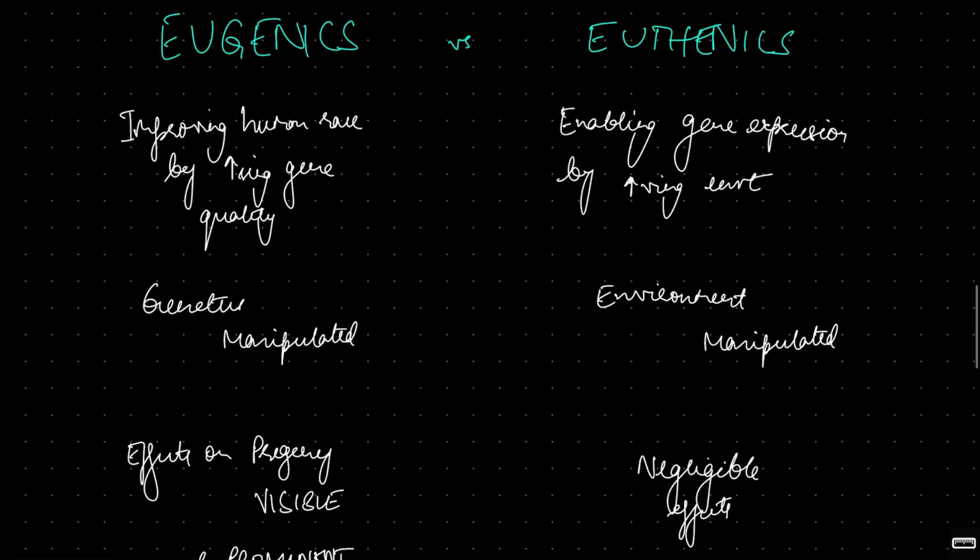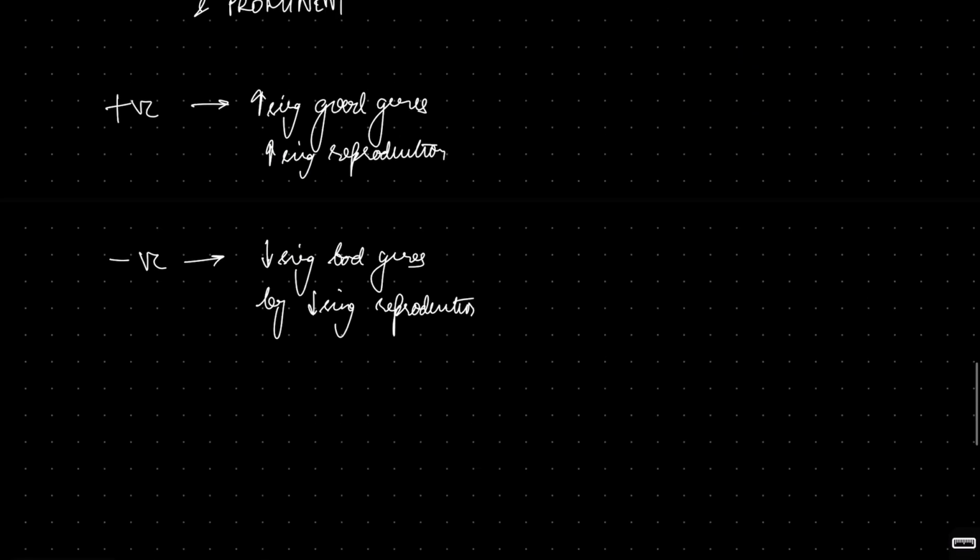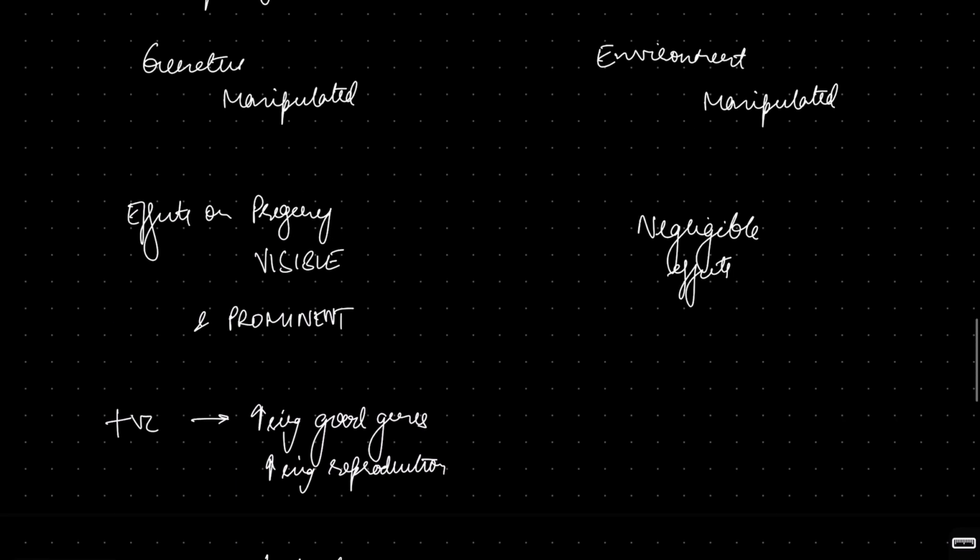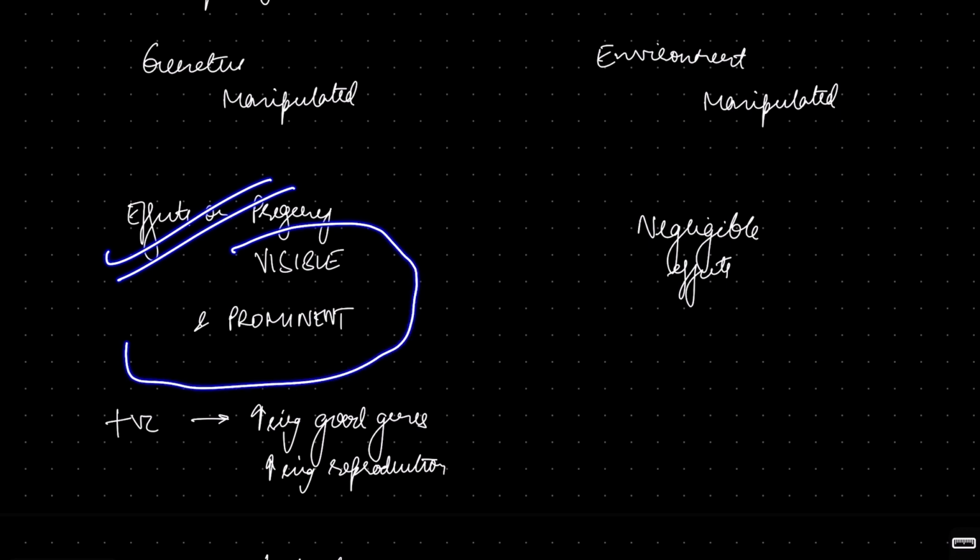That is, he selected one population that he perceived to be of good gene quality, and he tried to improve the human race by increasing that gene quality. Basically, you can have two types of eugenics. You can have positive eugenics and negative eugenics. Positive eugenics basically, wherever you have good genes, you will increase the good genes by increasing reproduction in that population. Negative eugenics is wherever you have bad genes, you will decrease the frequency of bad genes by decreasing reproduction in that population. And eugenics, the effects on progeny is extremely visible and prominent.